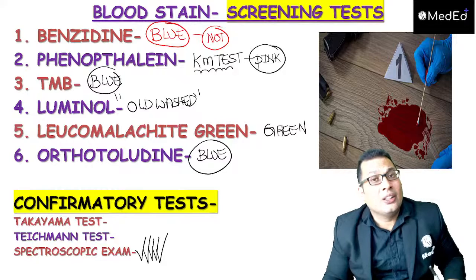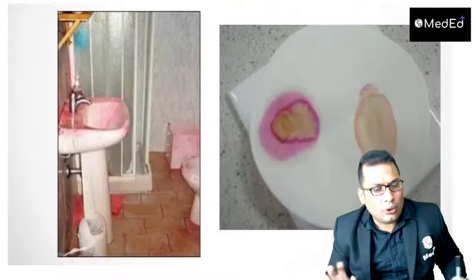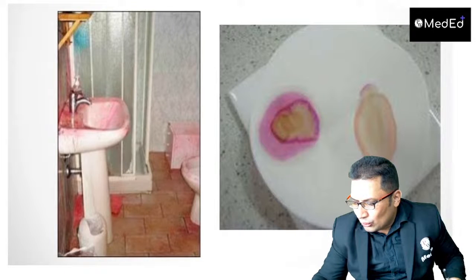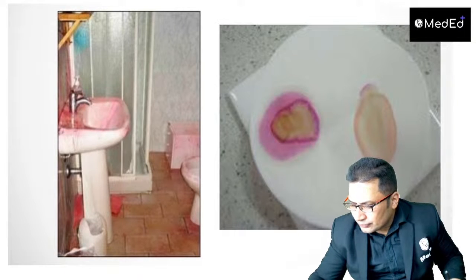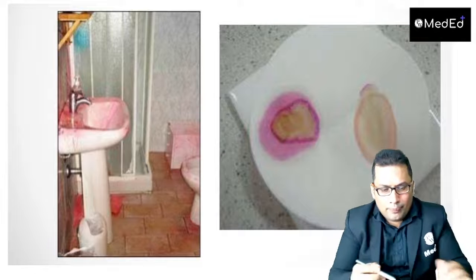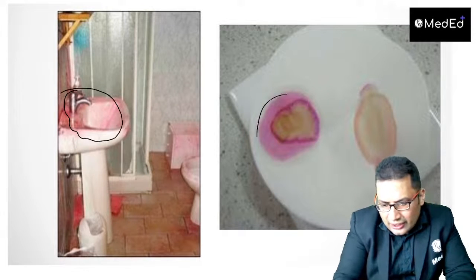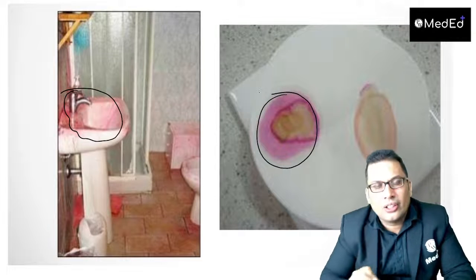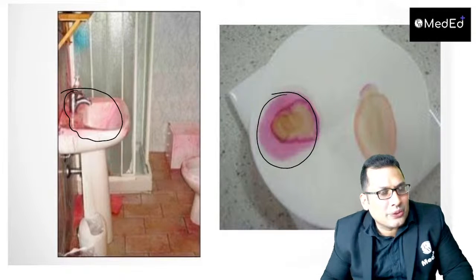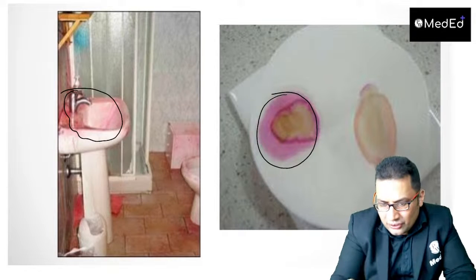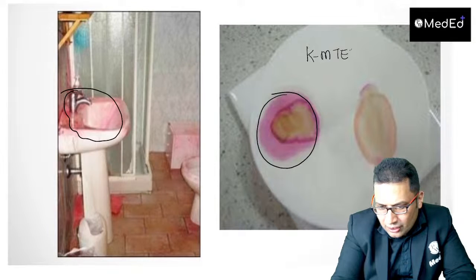That completes topic number 2. Now look at this crime scene photo. What we can see here is probably a blood stain, and the color is pink. So what is the probable reagent used? The reagent used here is the Kastle-Meyer test, also known as the phenolphthalein test.